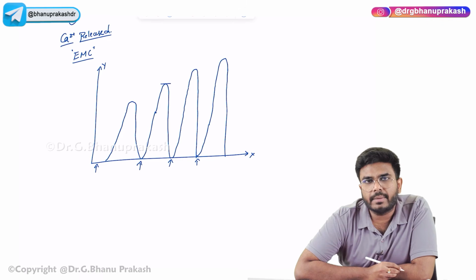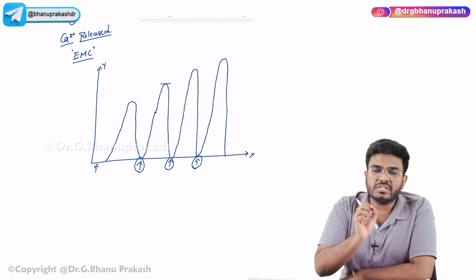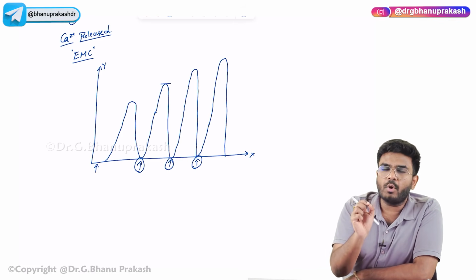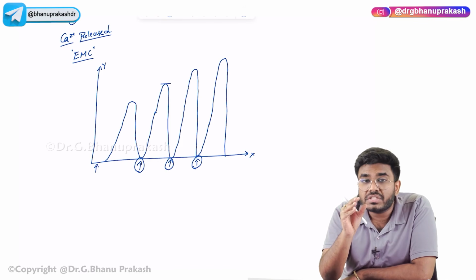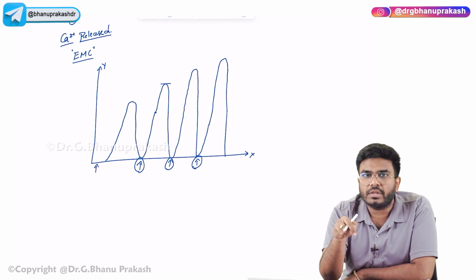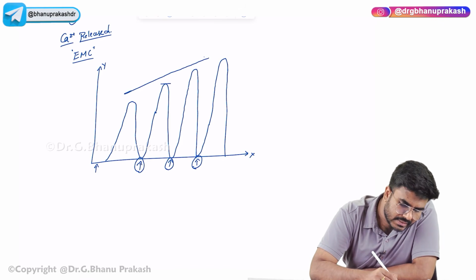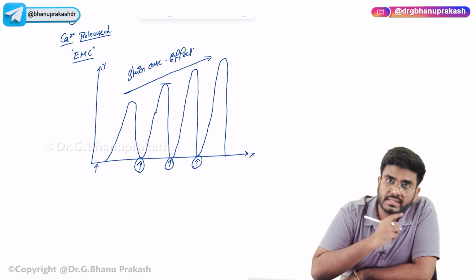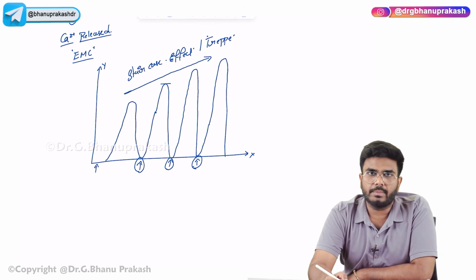So what exactly is happening? When you are stimulating the same motor unit, the same motor neuron, again and again, the force generated by the same motor unit keeps on increasing. This is called the staircase effect, also called treppe.